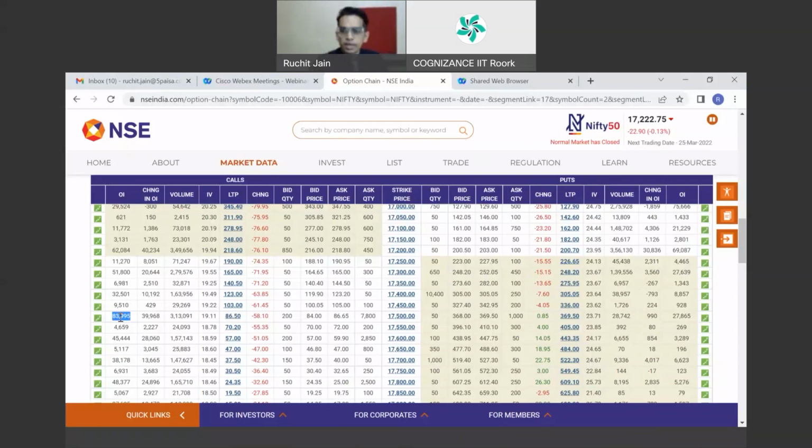Similarly, on the put side, the strike price which has the highest open interest is the support level.